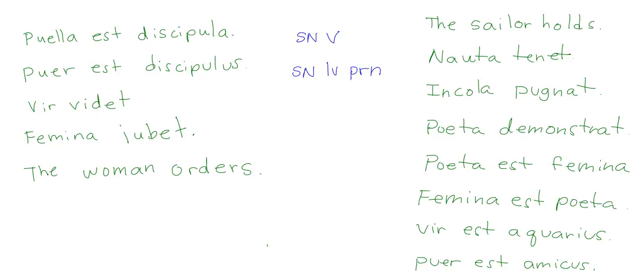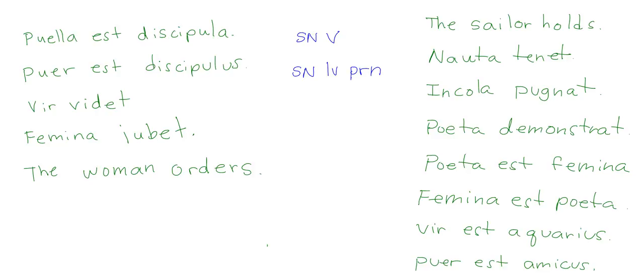All we're doing on this page is very simple. All we're doing is we're labeling what words are subjects, what words are verbs, what words are linking verbs, and do we have any predicate nominatives, predicate nouns. Very easy to see. So, puella est discipula.